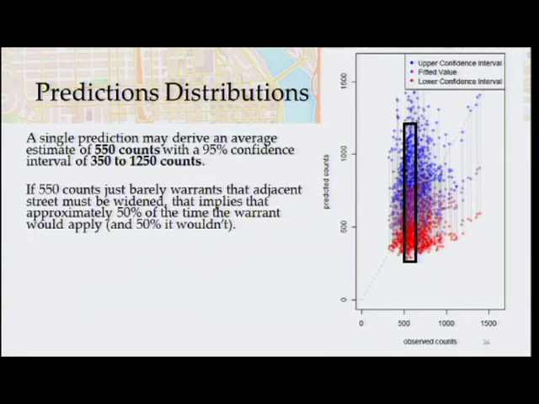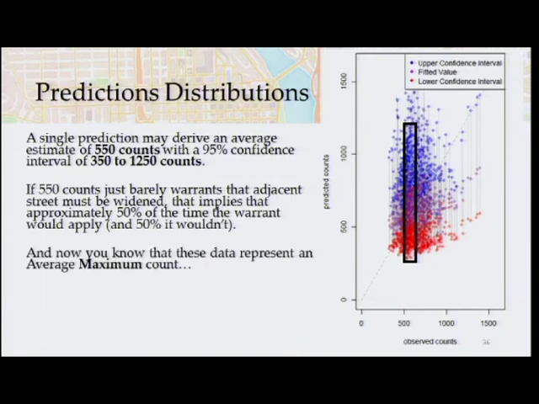And what we think when we're using these average rates is that there's a 50% chance that this would fail and a 50% chance that it wouldn't. But we know that this is the average maximum count, which is 20 to 25% higher on average than the average of averages. So realistically, this isn't a 50-50 chance that it would fail. It might be like a 65-35% chance that it would fail.